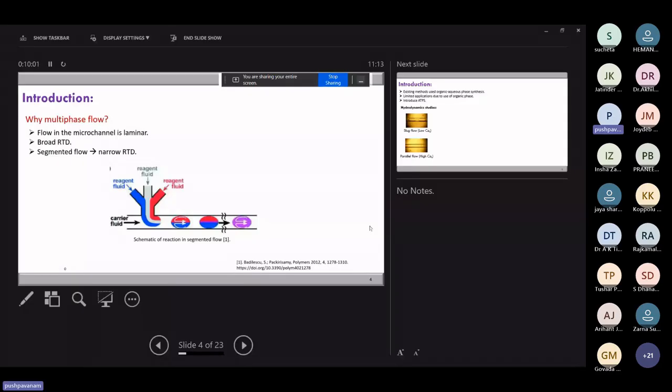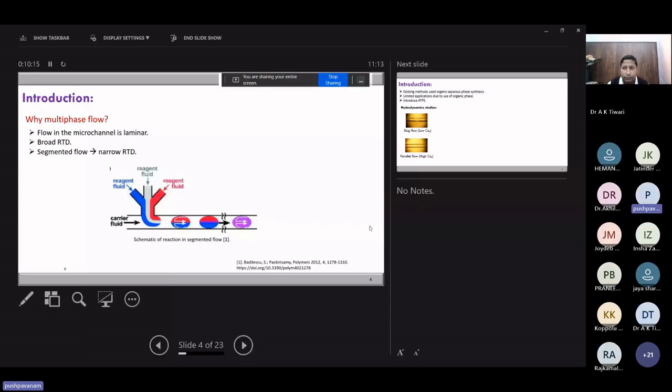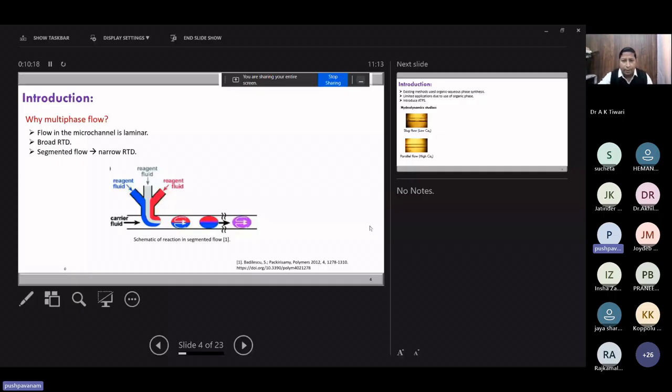So how can you overcome this problem? One way by which you can overcome this problem is by having a two-phase flow, and that is what I'm showing you in this figure. So this is just the one liquid which is coming in, a carrier fluid, which forms the continuous phase, and the blue and the red are basically two reactants, maybe the reducing agent and the precursor. Okay, so what happens is, if they are immiscible, you will get these kind of drops or slugs.